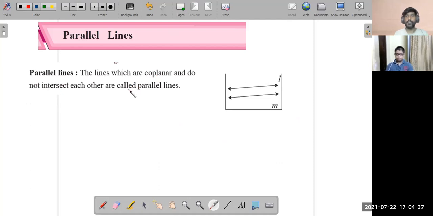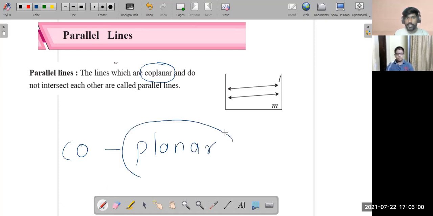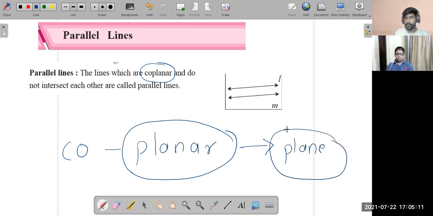Now first understand the meaning of the word coplanar. Do you know the meaning of the word coplanar? No? Okay, separate the word. It is co and planar. Now planar comes from the word plane. Now, do you know what is a plane? Yes, sir. A flat, a two-dimensional flat object is a plane.